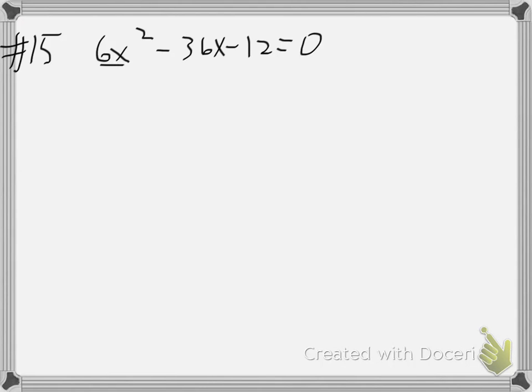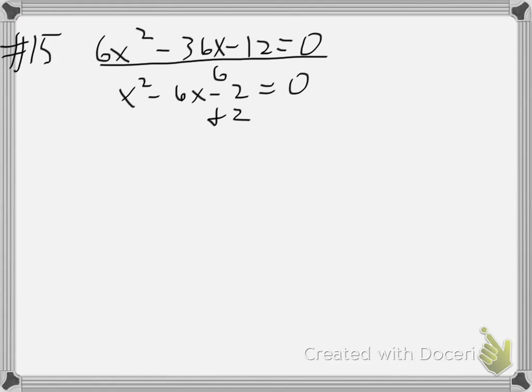And so I'm going to divide everything by 6 because I notice everything's divisible by 6. I get x squared minus 6x minus 2 equals 0. How about I add 2 to both sides? Minus 6x equals 2. Now I'm going to have to find half of 6. Half of 6, well, it turns out half of 6 is negative 3. So I know I want to do that. But in order to do that, I have to add 9 here.